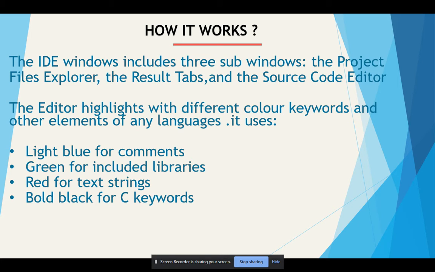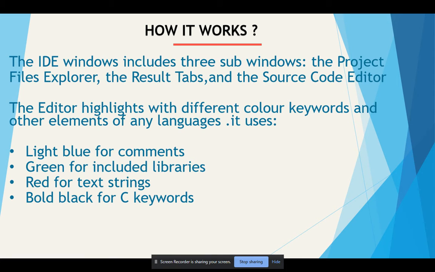In an IDE, whenever you create a .py file, it shows a different icon. A Python file has one icon and a Java file has another icon. This is the ability of an IDE. It uses light blue for comments, and a comment is basically text you want to be ignored. Green is for included libraries, which are basically external files useful in your project. Red is for text strings, which are character sets.